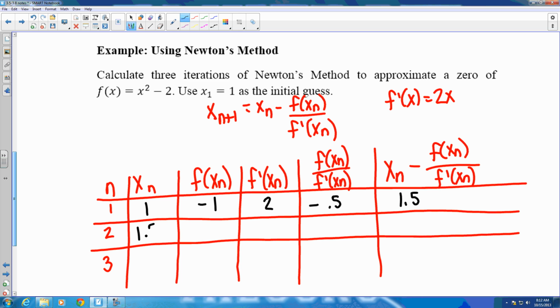Next, xn is 1.5. F of xn, plugging that into the original function f, we get 0.25. F prime of 1.5 is 3. Dividing those two, we get 0.08333. That's 5 decimal places. Like I said, going to more decimal places will make this faster because you're going to get more accurate guesses every time. And then xn minus f of xn over f prime of xn is 1.41667. So now we move that down. That's our next guess.